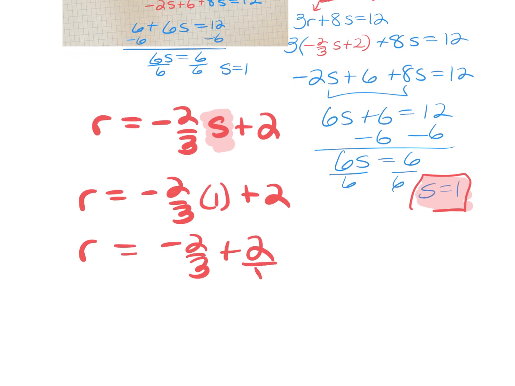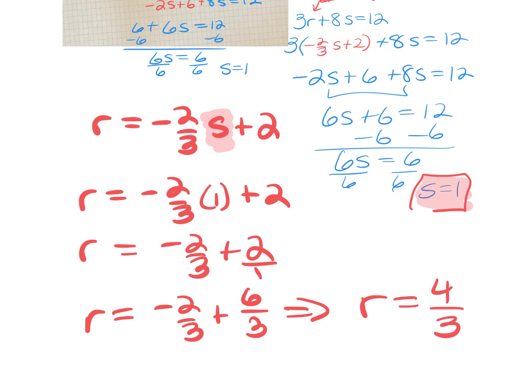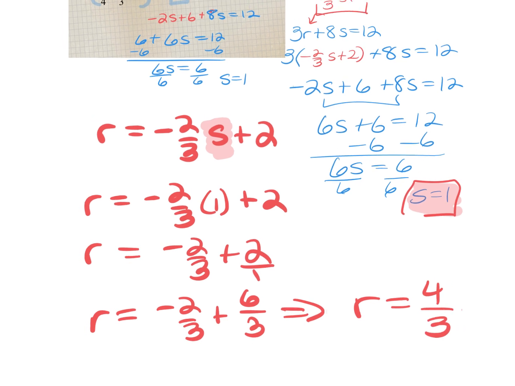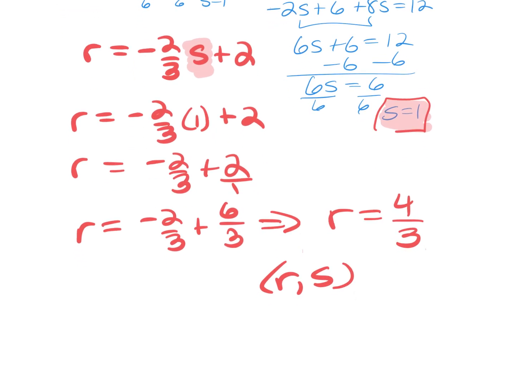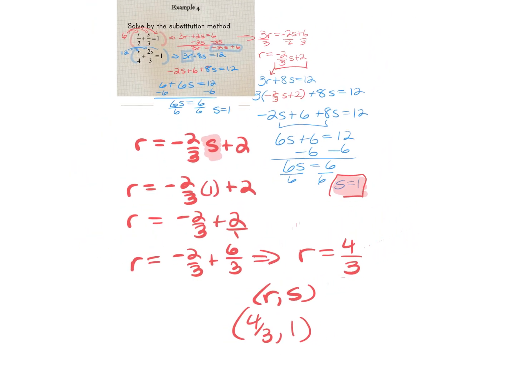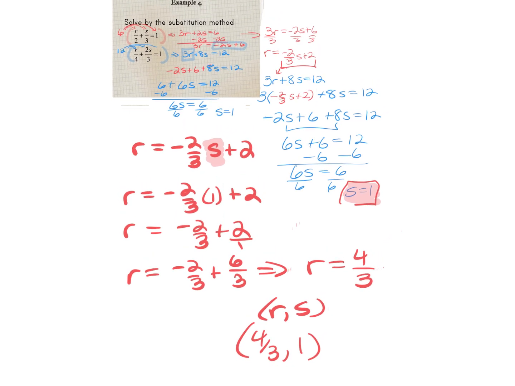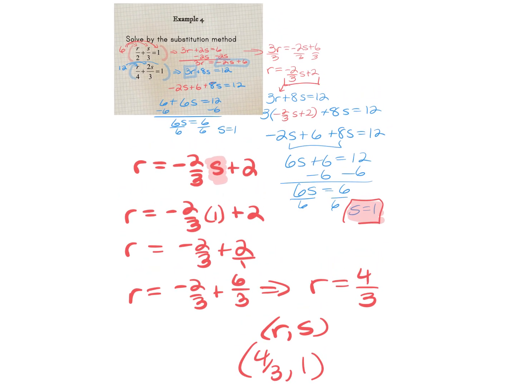I need to find a common denominator. My common denominator is going to be 3. So I'm going to turn the 2 into 6/3. And then now I end up with r equals 4/3. You're going to write it in the ordered pair alphabetically. So r comma s. So that'll be 4/3 comma 1. The equation that I plugged this into was up here, where I rearranged it and divided by the 3. So this is where I got this from.